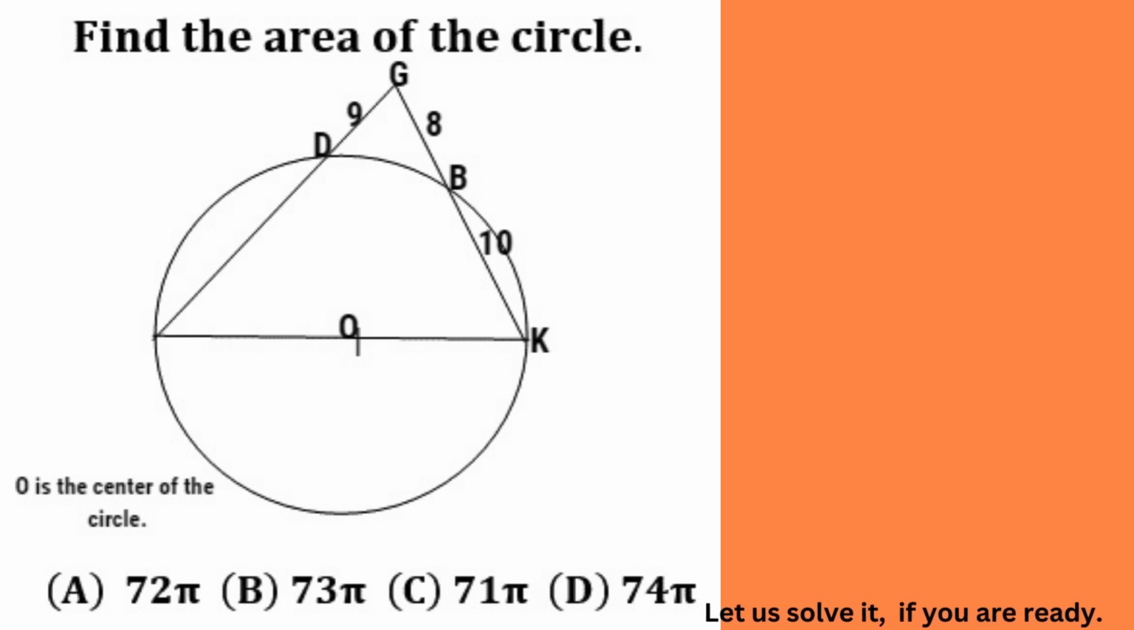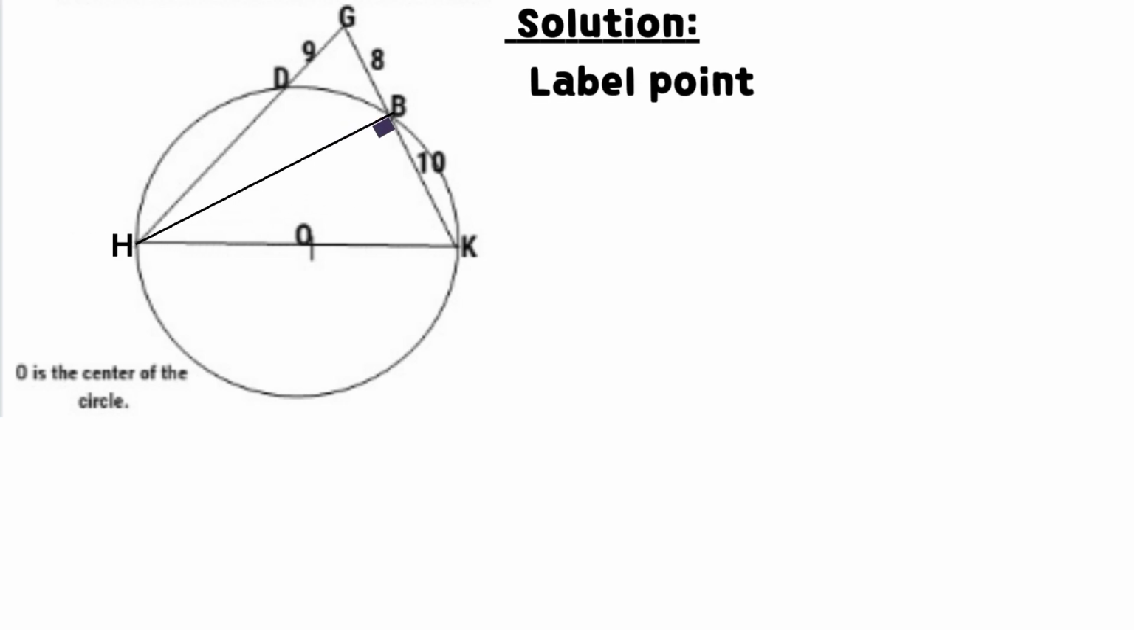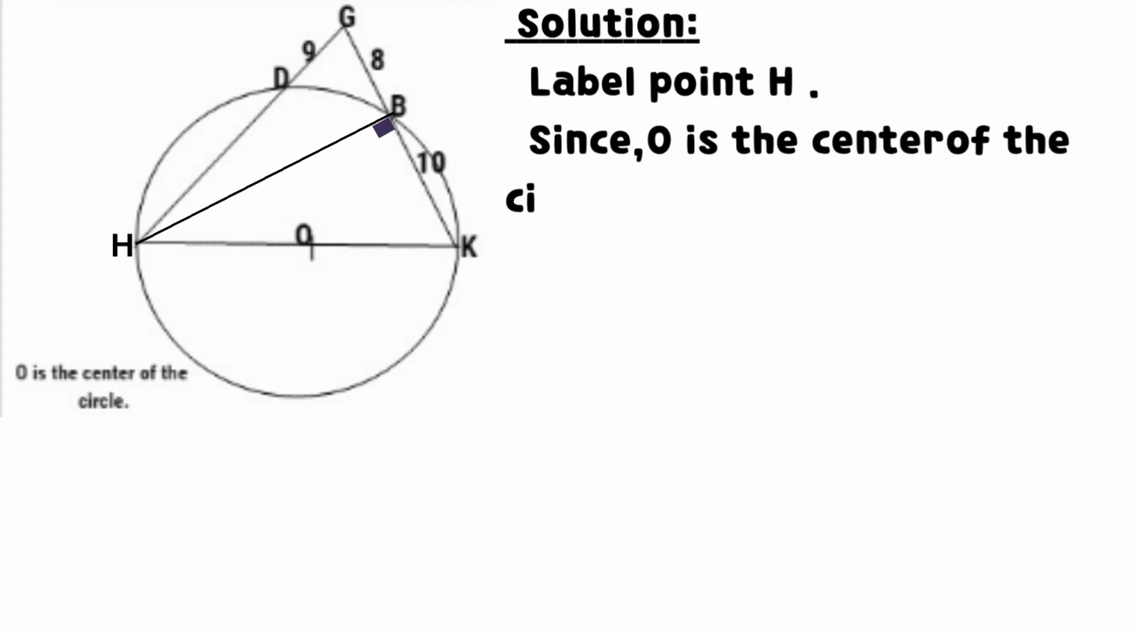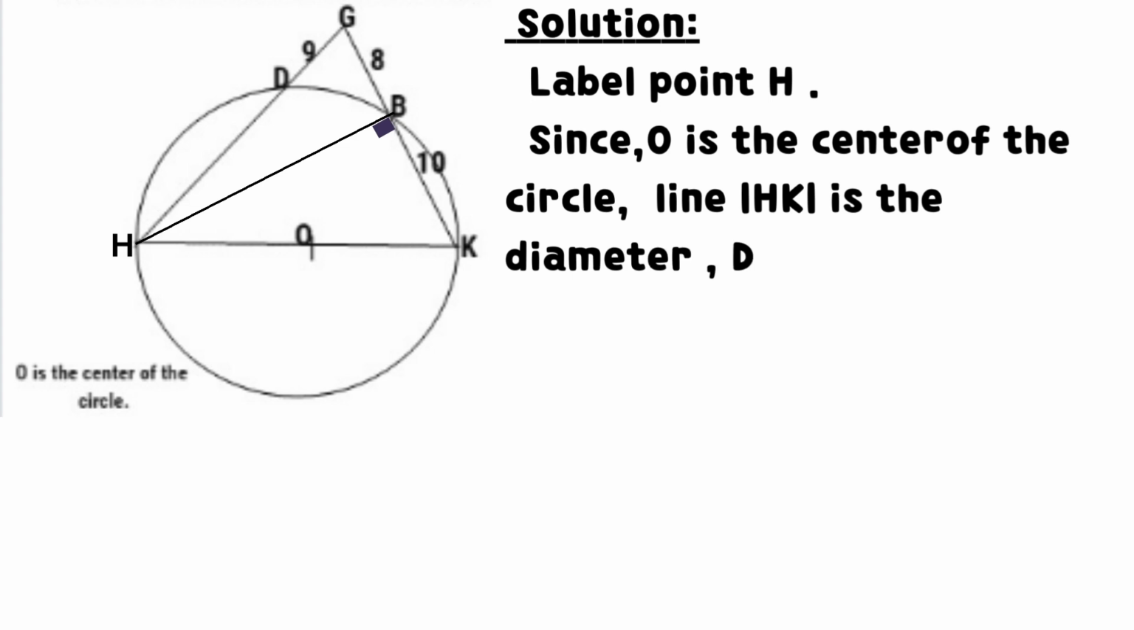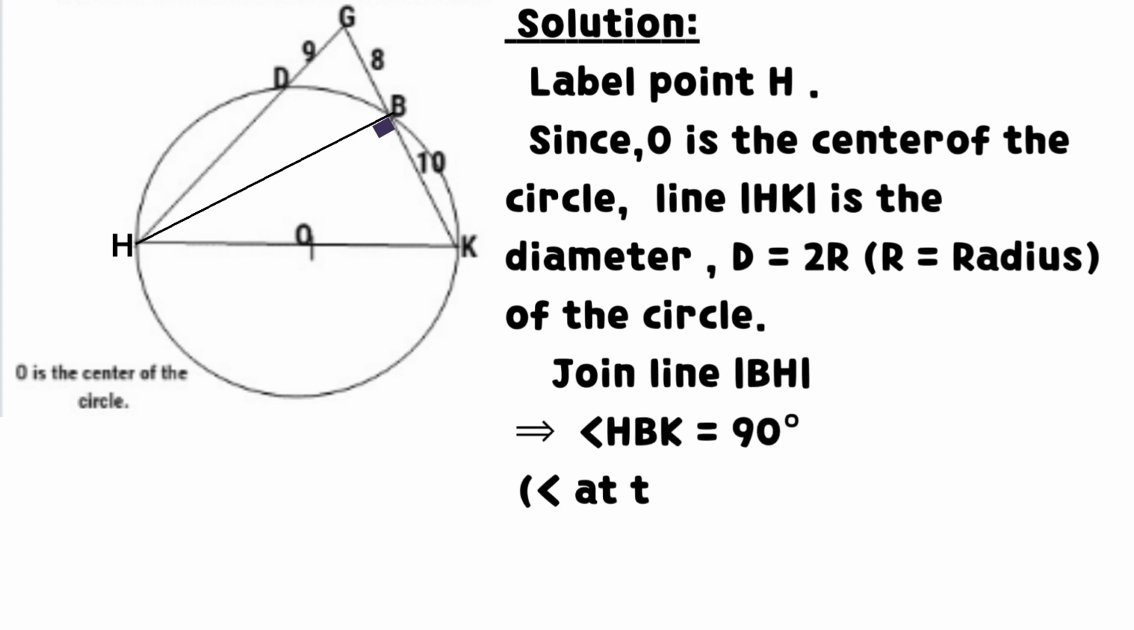Find the area of the circle. Label point H. Since O is the center of the circle, line HK is the diameter, which equals 2 times R, where R is the radius of the circle.